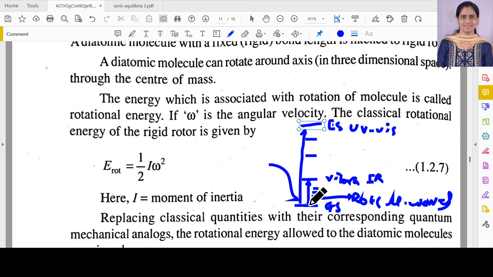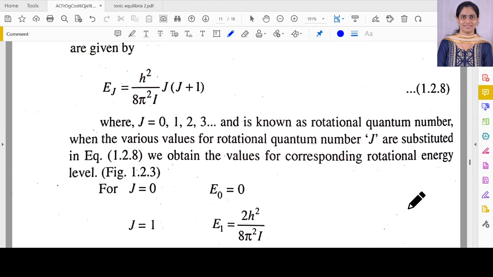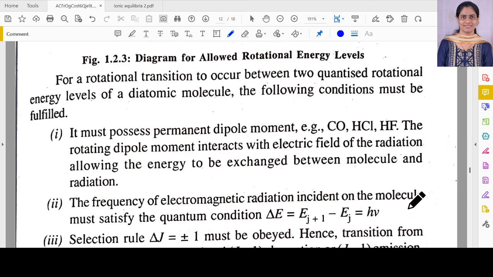So these are three different energy transitions associated with absorption of light. Ground state to excited state is an electronic transition, for which you require UV or visible light. For vibrational transitions you require IR light. For rotational transitions you require microwave radiations. So details of every transition are given here.